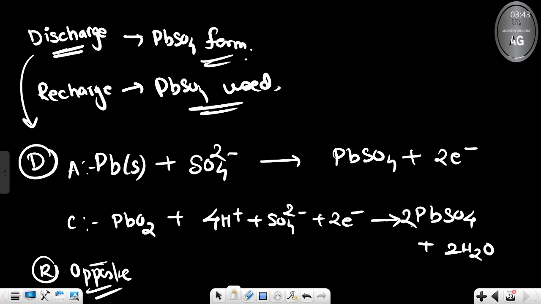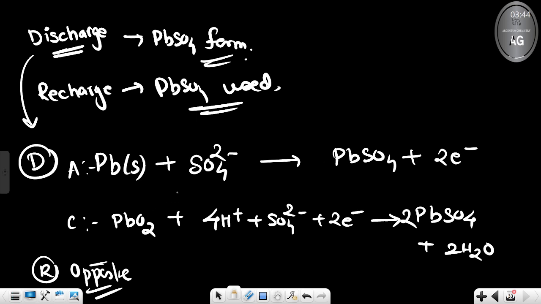That means this will become my reactant, this will become my reactant, this side will become product, this side will become product. Clear? Same reaction, opposite side will let and it will become the recharging. So basically during the discharging, lead is consumed to form lead sulfate. These statements will be given in the MCQ to read. Lead is consumed, correct. Lead sulfate is consumed, no. Lead oxide is consumed, correct.